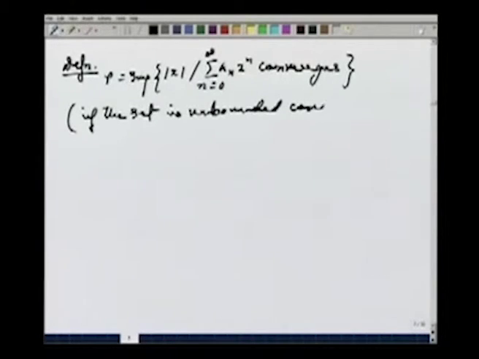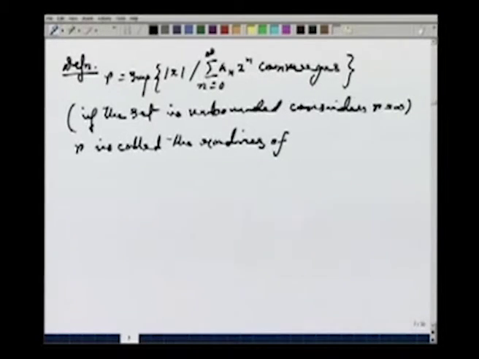So let me note it here, that if the set is unbounded, that can also happen. Consider R equal to infinity. This R is called the radius of convergence. Now, the very definition implies certain things.